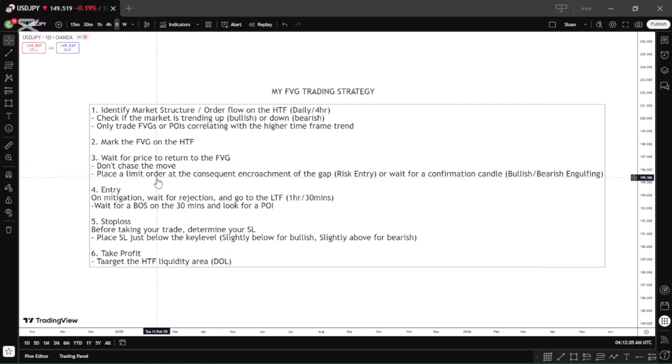Alright, basically not chasing price. If you chase price, you might end up taking a loss because price has moved or hasn't gotten to a point it would get to, and then you're rushing to get into it. So you have to be patient, wait for price to come back to this fair value gap, and then you can take your trade.